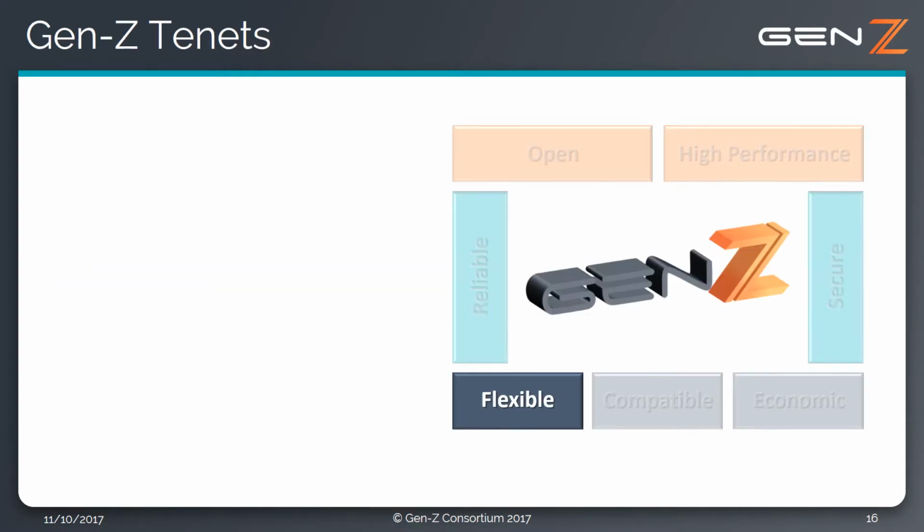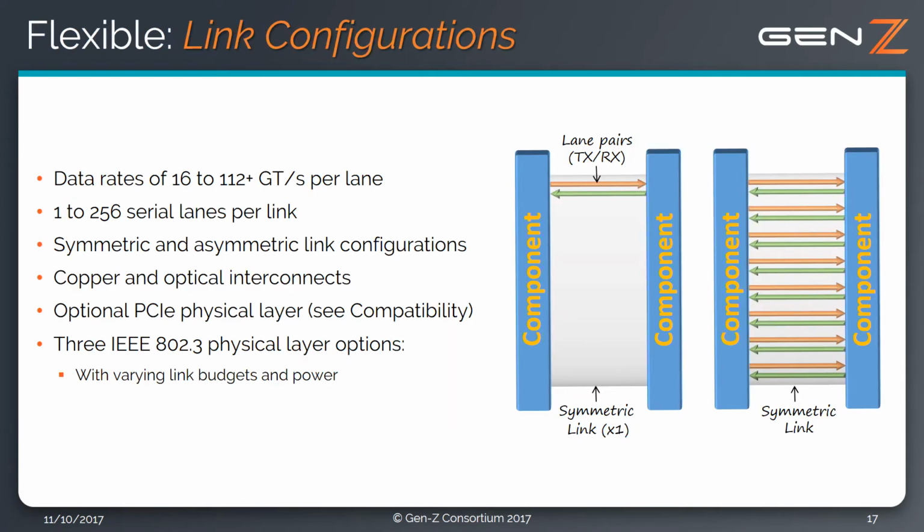The next Gen Z tenet is flexible. Gen Z was designed to be a very flexible protocol to support a wide variety of interconnects, configurations, and topologies. Let's look at some examples of Gen Z's flexibility. Gen Z offers the most flexible link configurations available today.